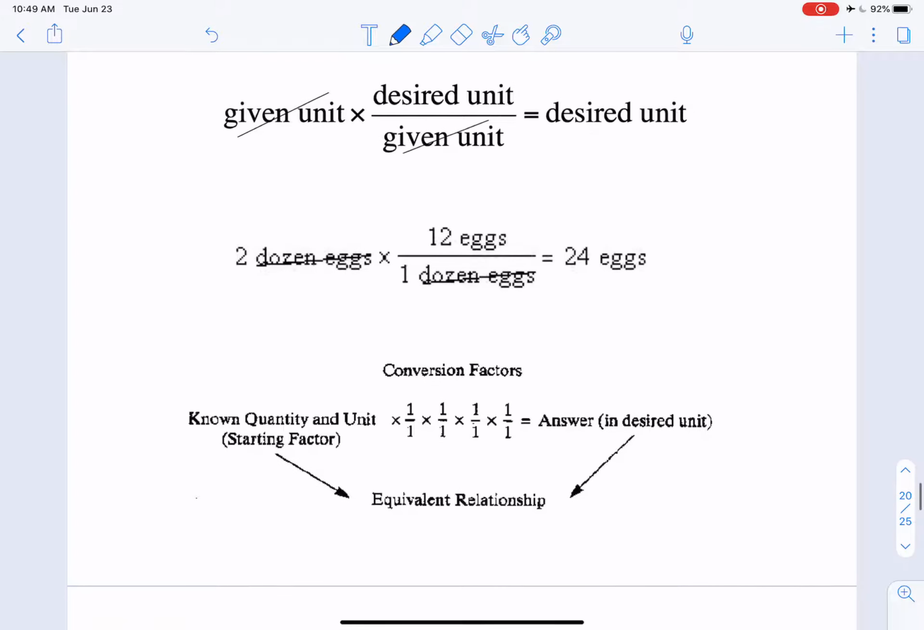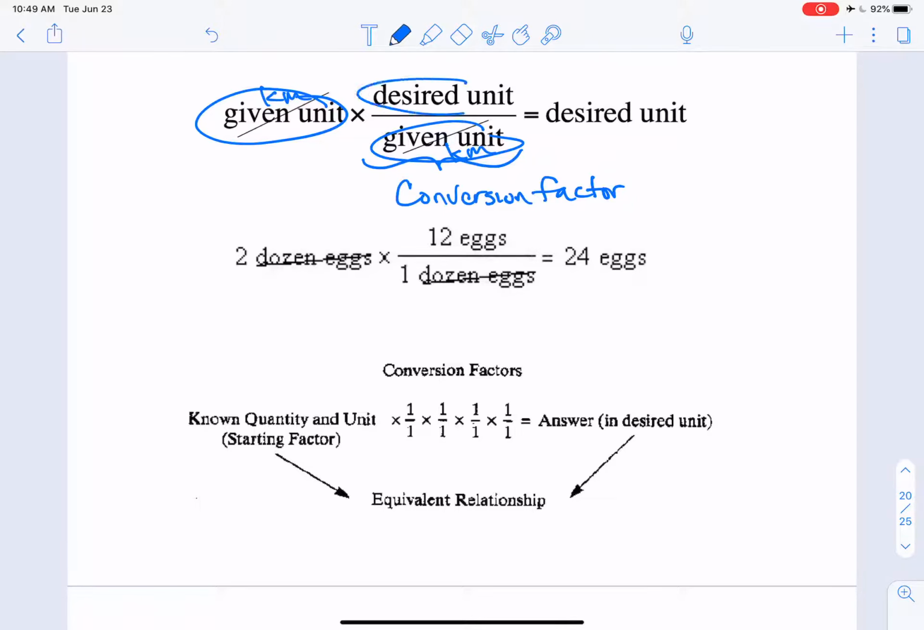Okay? So again, what we do is we have the given unit here, like eggs or kilometers or liters, and we find a conversion factor that's an equivalence statement, where we have the given unit. So say our given unit was kilometers. We have kilometers down here, and we have the desired unit up here. So maybe we want to go from kilometers to meters. And then we're going to get a numerical answer plus the desired unit, which was meters. So we did that here.